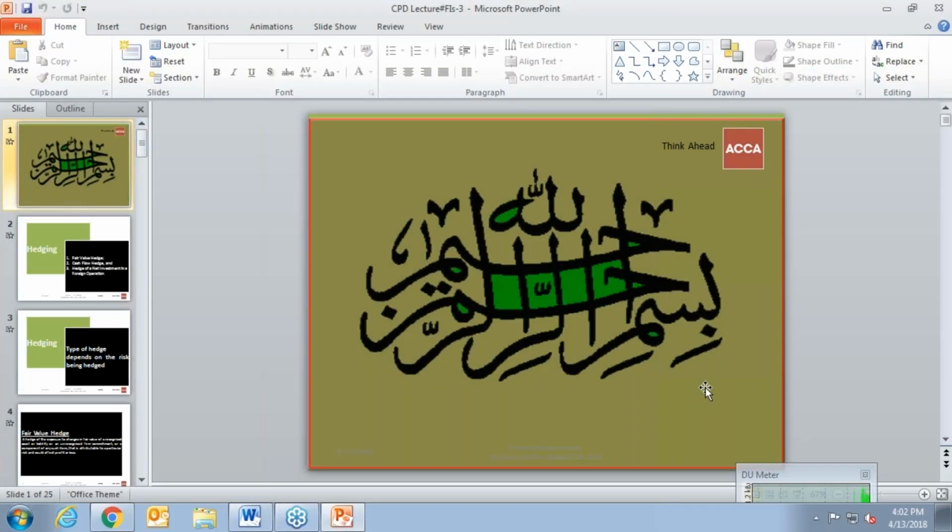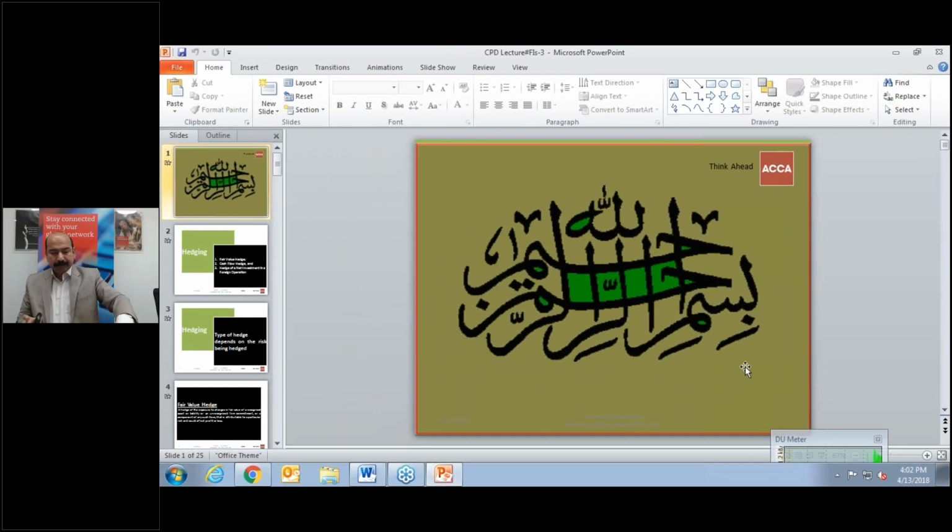Good evening, everybody. This is our third session on financial instruments. And in this session, as we started yesterday, we will discuss hedging with the help of a couple of illustrations.